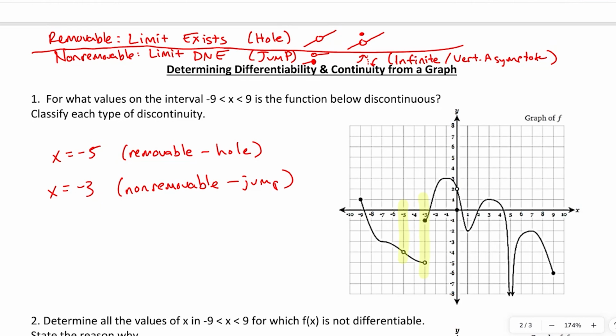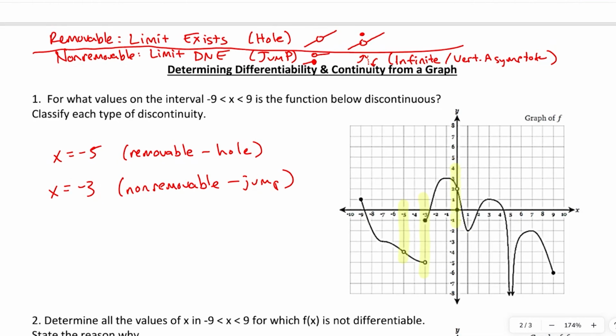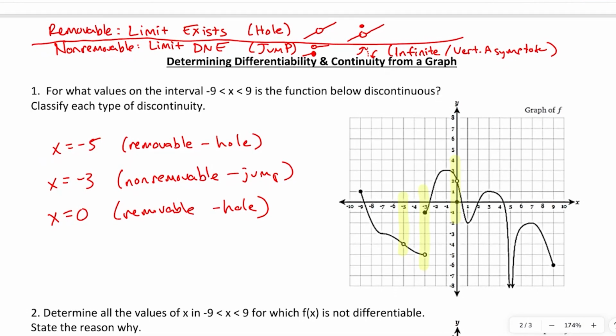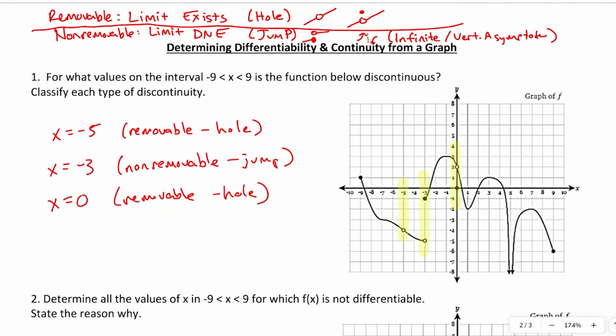All right. Where's the next discontinuity? 0. Yeah, removable. That's going to be removable. That's a hole. And it looks like there's just one more. Yeah, we've got one at 5.